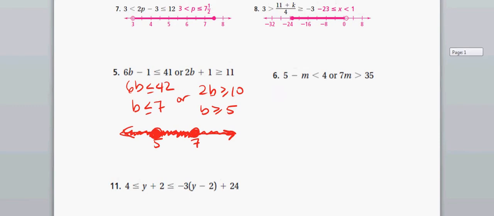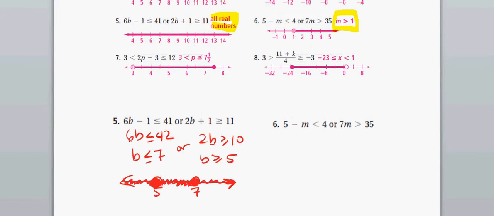In number 6, and again, let me scroll up so you can see the answers above. In number 6, we've got two inequalities with an or situation, and we solve both inequalities. For this first part, we're going to subtract 5 on both sides. We're left with negative m is less than negative 1. Then we divide by a negative, and we get m is greater than 1. Remember, when you divide by a negative, you flip that symbol. Then we have over here on the other situation, 7m is greater than 35. We divide both sides by 7, and we get m is greater than 5.